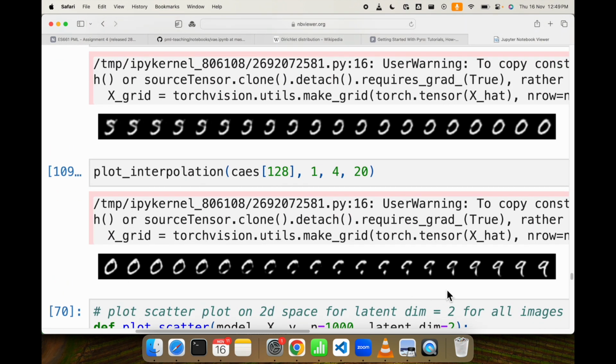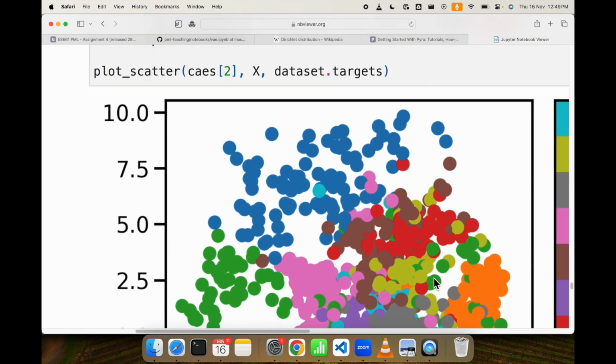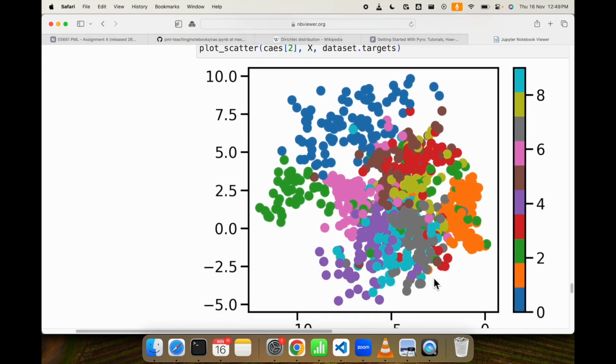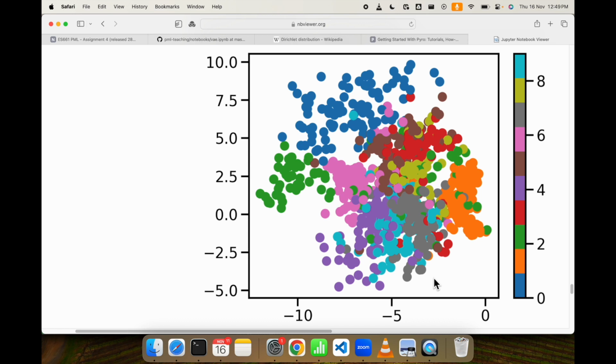So here I'm showing between 0 and 9. Can you see how neatly, when it has to go from 0 to 9, it keeps on reducing some part here and keeps on adding some part here, etc.? Right? So it's a very smooth interpolation. I am then showing a scatter plot, using 2 latent dimensions, of the 10 different digits. You can see that there are some regions which are being spanned by some of these points.